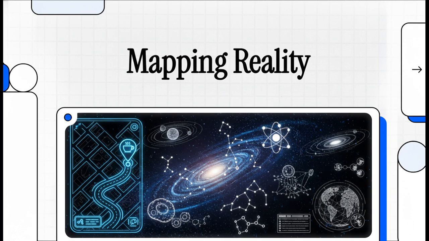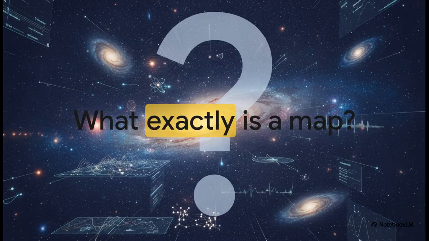But today, we're going to look way beyond geography. We're embarking on this really ambitious journey to understand the fundamental structure of the cosmos itself. We're going to explore how mapping reality is basically the ultimate key to understanding everything, from a single atom all the way up to human civilization. So right off the bat, we kind of need to reframe how we think about this. What exactly is a map?